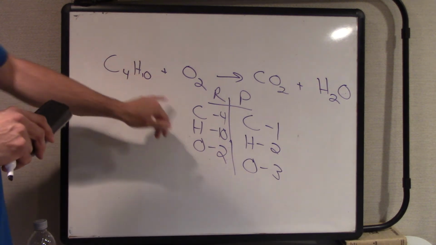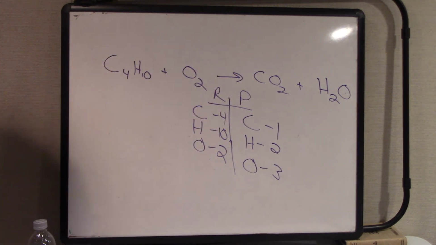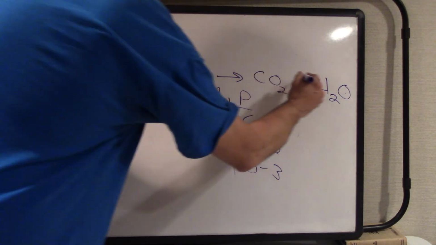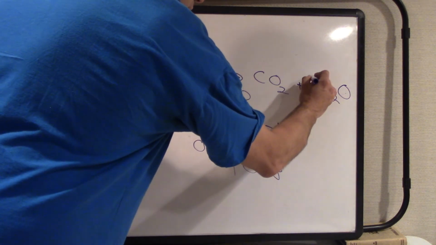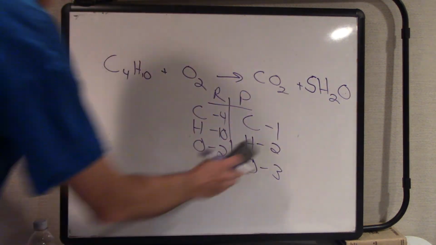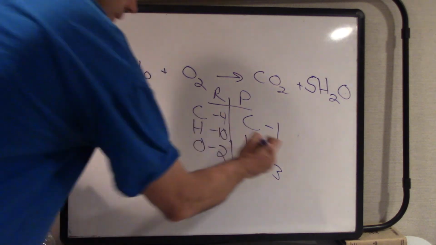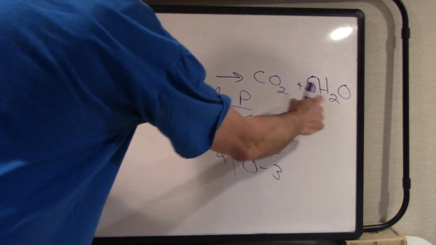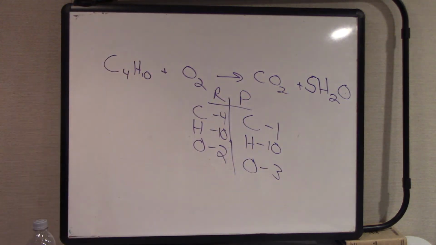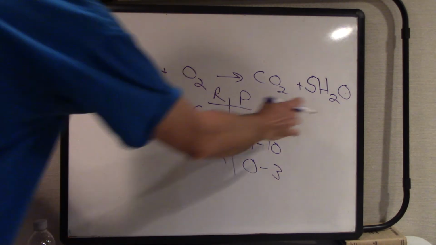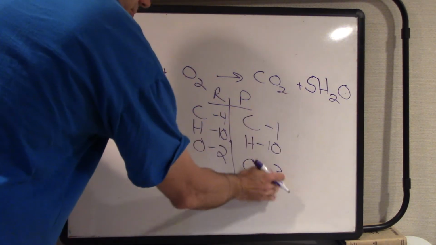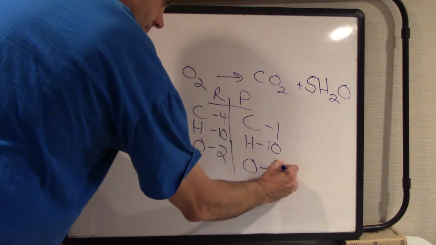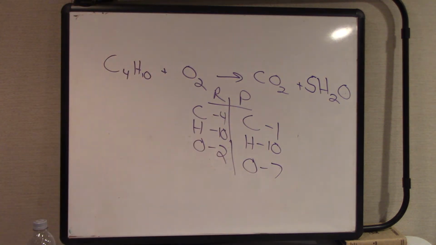10 hydrogens on the reactant side, 2 on the product side. Can I fix that? Yes, I could put a 5 out here for the hydrogen. That's going to change the amount of hydrogen I'm dealing with to 10. It's also going to change the amount of oxygen I have, though. Now I have 5 plus 2 still. Now I'm going to have 7 oxygen.